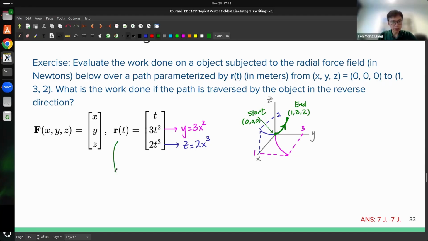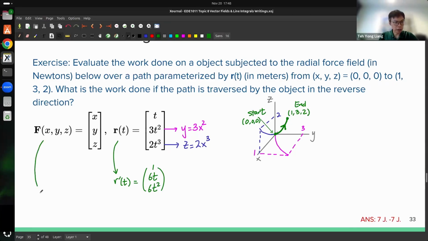So therefore, you just get the r prime t. I don't do step 1, step 2, step 3. You just get the r prime t. So r prime t is 1, 6t, and 6t squared. Just differentiate with respect to t. So that's your r prime t.